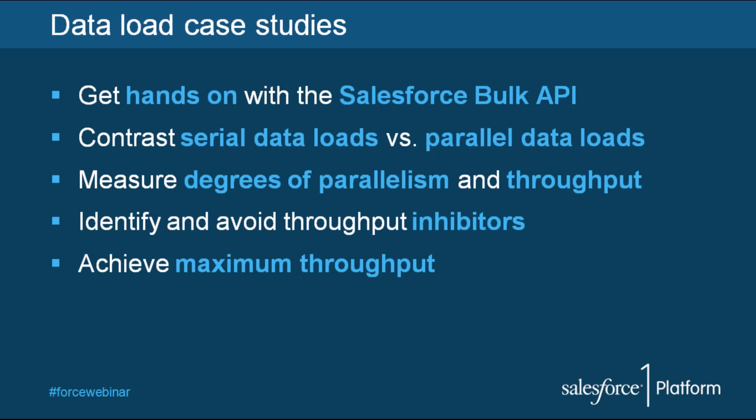All right, so as we go through these case studies, we're going to get hands-on with the Salesforce Bulk API. We're going to contrast serial and parallel data loads so that we can see our degrees of parallelism and compare throughput. Then we'll identify and avoid those throughput inhibitors that I talked about earlier, so that you can understand how to get the maximum throughput on your data loads.